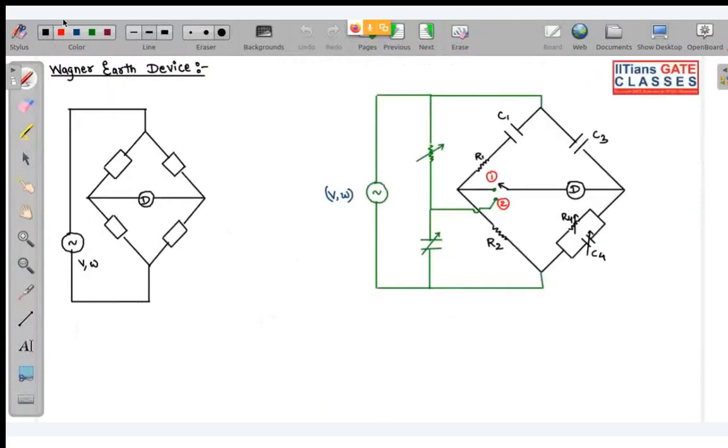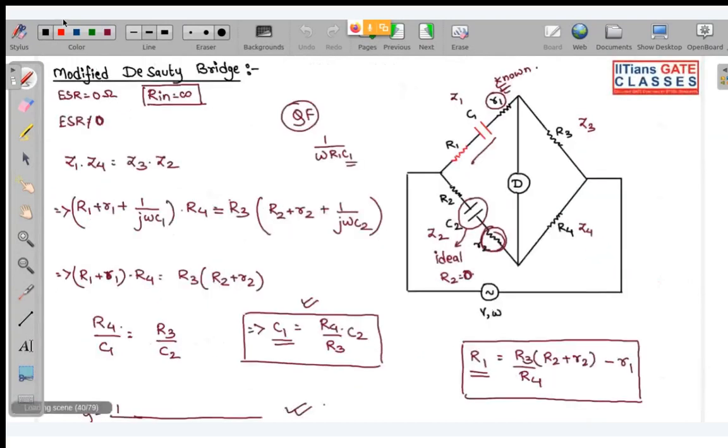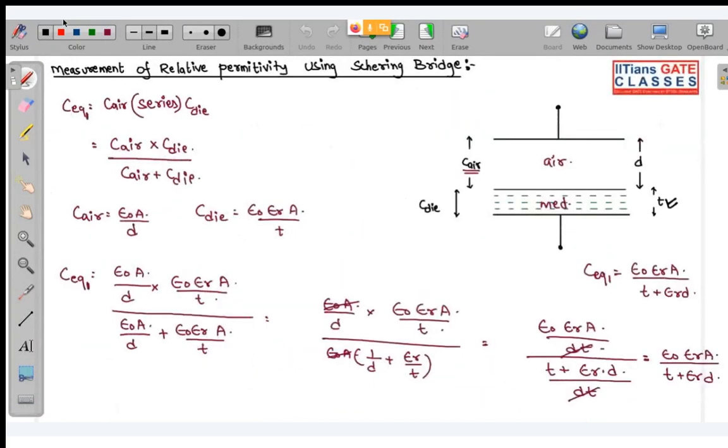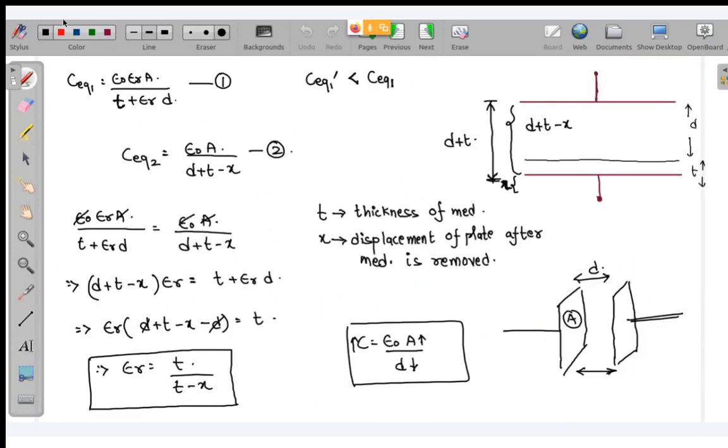So in the last class, we have seen what? We have seen this Schering bridge, how to measure your relative permittivity using the Schering bridge. All these things have been seen by us. Okay. So any doubt from the last class? So today we are going to finish this chapter as quickly as possible. We have a few questions also.